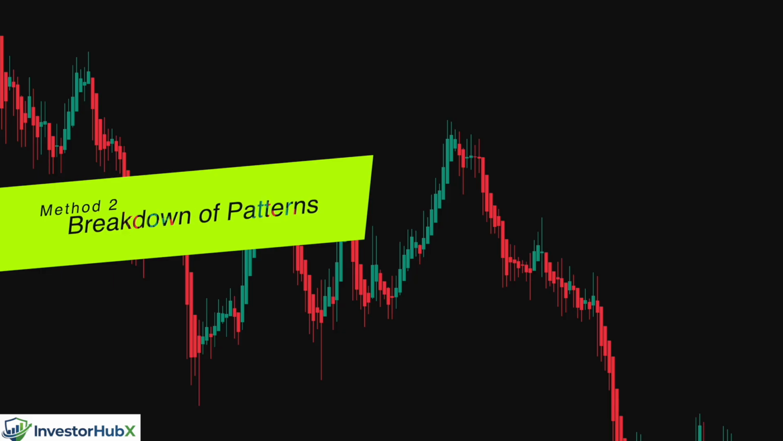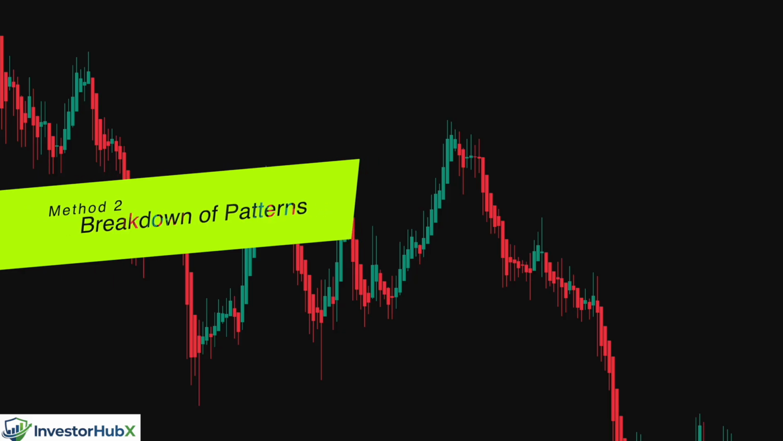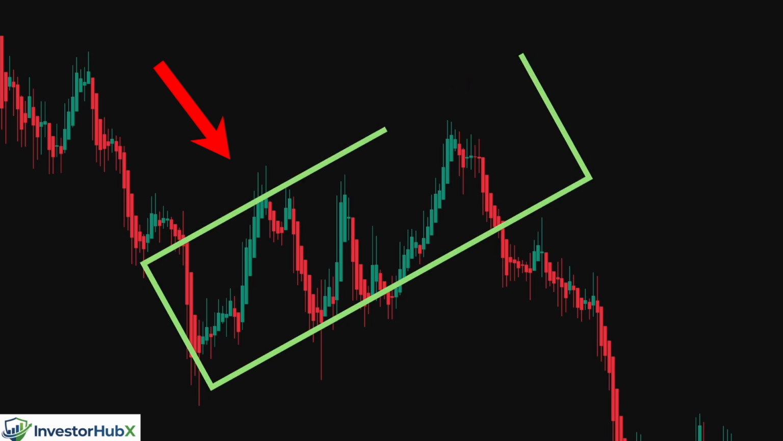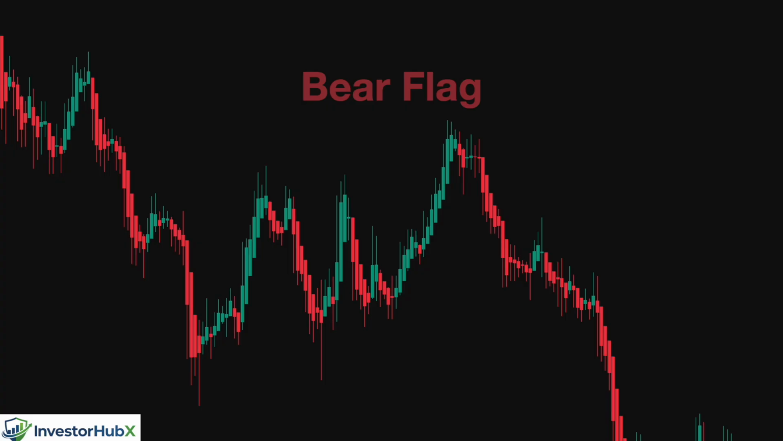Once market structure begins to weaken, the next thing we often see is a breakdown of price patterns. For this example, we'll use a Bitcoin chart on the weekly time frame. After the initial decline, price enters a period of consolidation, forming what's known as a bear flag.